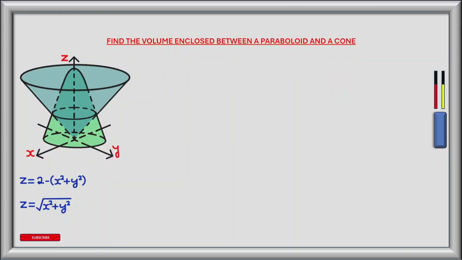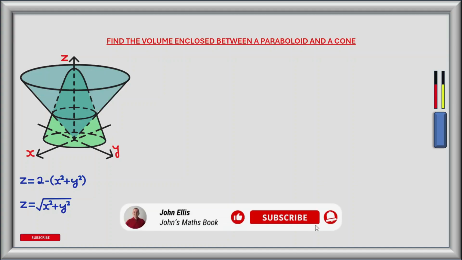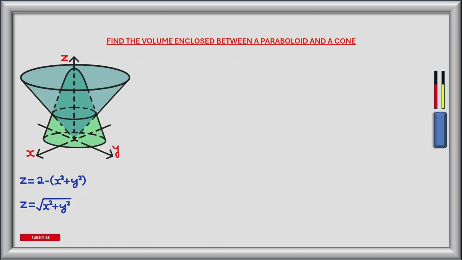Let's use triple integrals and cylindrical coordinates to find the volume enclosed between a paraboloid and a cone. In this example, the paraboloid is defined by the Cartesian equation where z equals 2 minus the bracket of x squared plus y squared, and the cone is defined by the Cartesian equation where z equals the positive square root of x squared plus y squared. The apex of the cone is where z equals 0 on the xy plane. I've restricted the paraboloid such that it extends upwards from the xy plane, so where z equals 0.